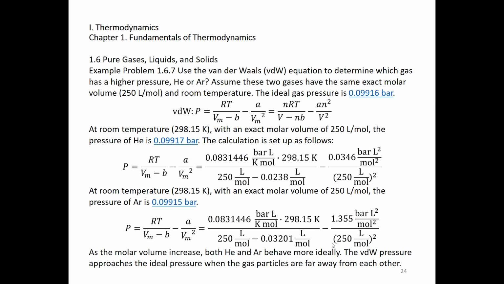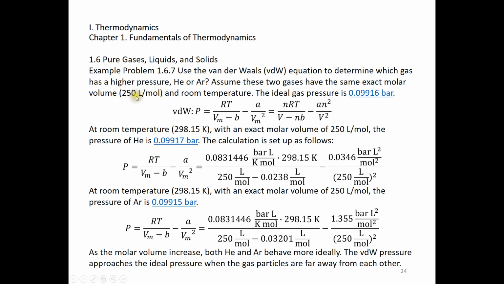Example problem 1.6.7. Use the Van der Waals equation to determine which gas has a higher pressure, helium or argon. This time we have a different molar volume than example problem 1.6.6. So we have a larger molar volume here, and the ideal gas pressure, again, is 0.09916. It's very close to the previous value, except that this is just 10 times smaller, because this molar volume is 10 times larger.